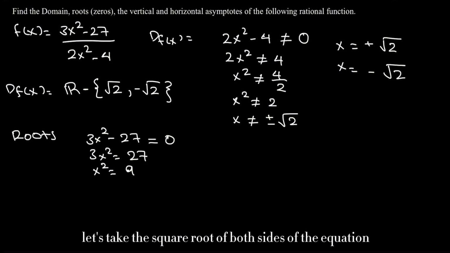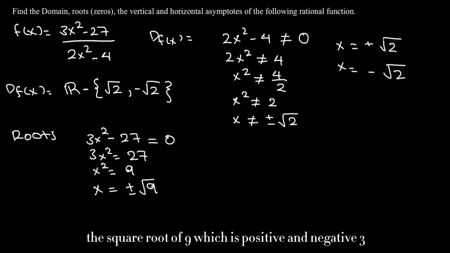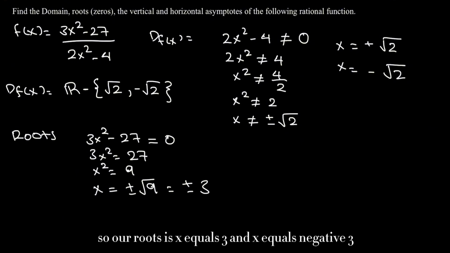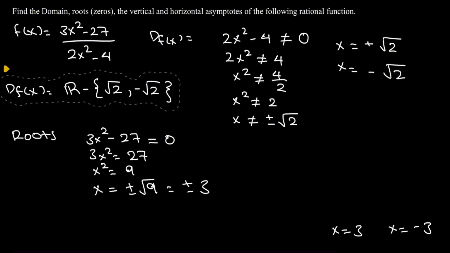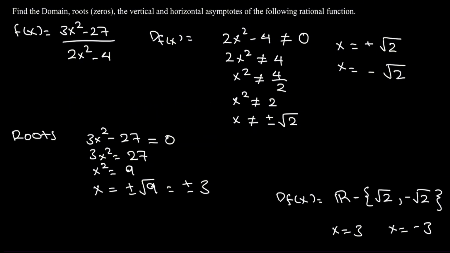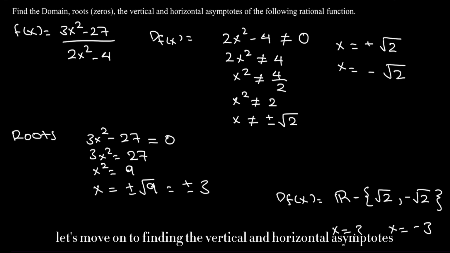Let's take the square root of both sides of the equation. X will equal positive and negative the square root of 9, which is positive and negative 3. So our roots are x equals 3 and x equals negative 3. Now, we found the domain and the roots. Let's move on to finding the vertical and horizontal asymptotes.